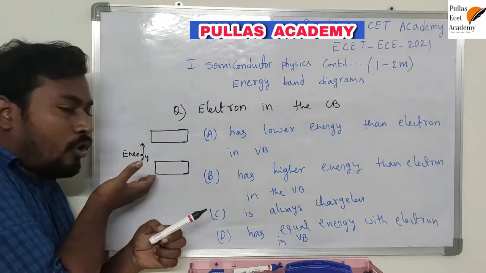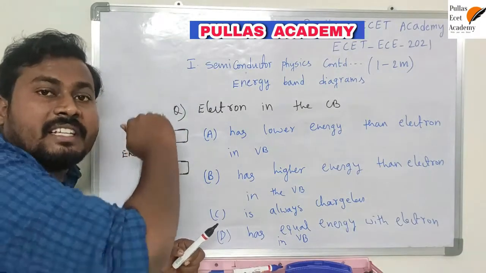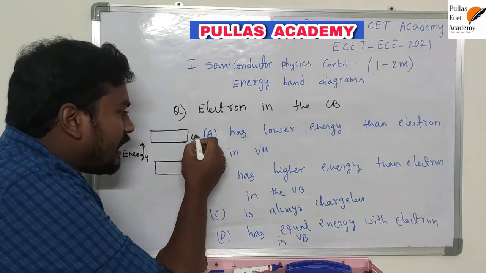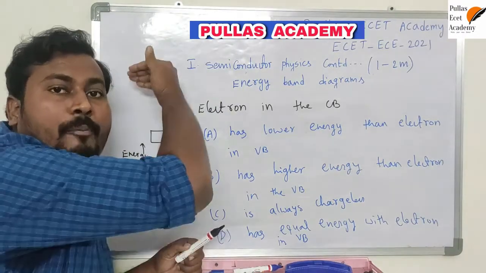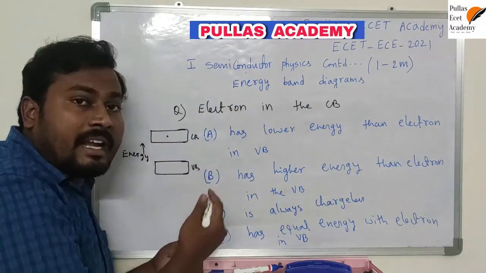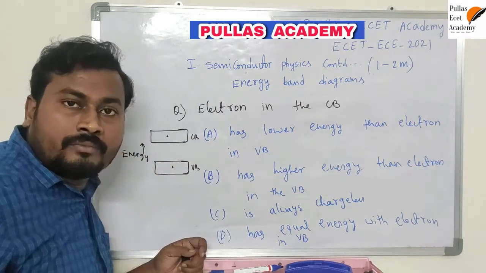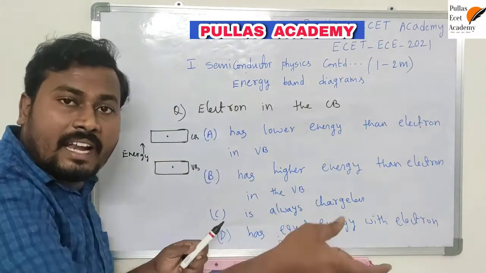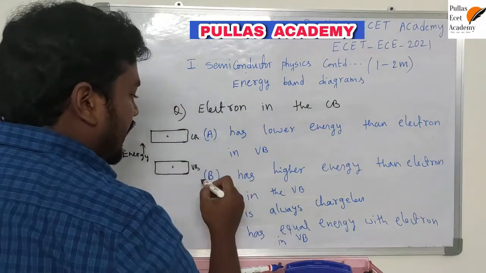So when you are moving upwards, the energy is increasing. This is valency band, this is conduction band. As I am representing energy on the y-axis, when you are moving upwards, energy is simply increasing, which means that the electron in the conduction band has higher energy compared to the electron in the valency band. Clear? So be clear with this. Electron in the conduction band always has higher energy than the electron in the valency band. So option B is the correct statement.